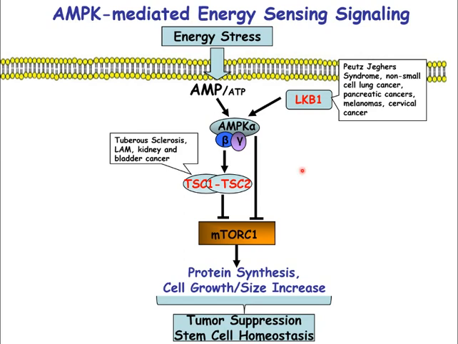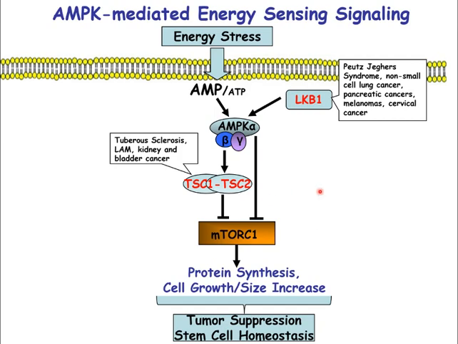So we are interested in studying the regulatory mechanism of this energy sensing signaling pathway in tumor suppression and also stem cell homeostasis. So initially, why are we interested in the function of this pathway in stem cell biology? Because at the time when we initiated this project, we already knew that, for example, the cell cycle is critical to maintain stem cell homeostasis. Some of the developmental pathways, such as the Wnt pathway, are well known to regulate stem cell homeostasis. But it remains largely unknown whether the energy metabolism or energy sensing process plays any role in stem cell homeostasis.